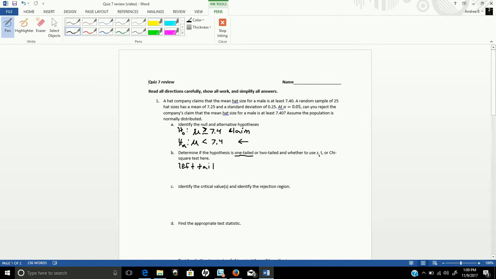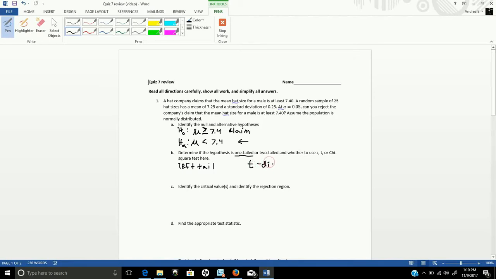And then you have to decide whether we're using Z, T, or chi-squared. So anytime we're dealing with the mean, we're dealing with either Z or T. We only use the chi-squared test whenever we're dealing with the standard deviation or variance that we're estimating instead. So in this case, if we look at our sample size, we had a random sample of 25 hats. So that means that we're dealing with a T distribution here. T because that sample size is less than 30. So this one would be a T distribution.